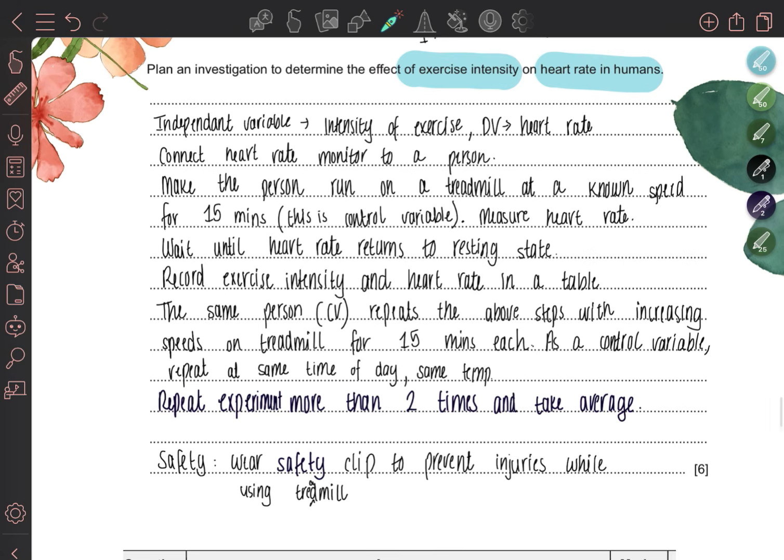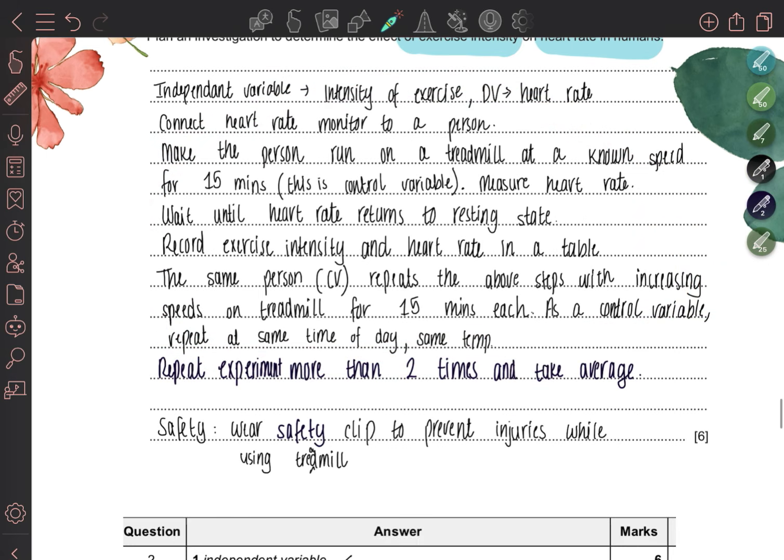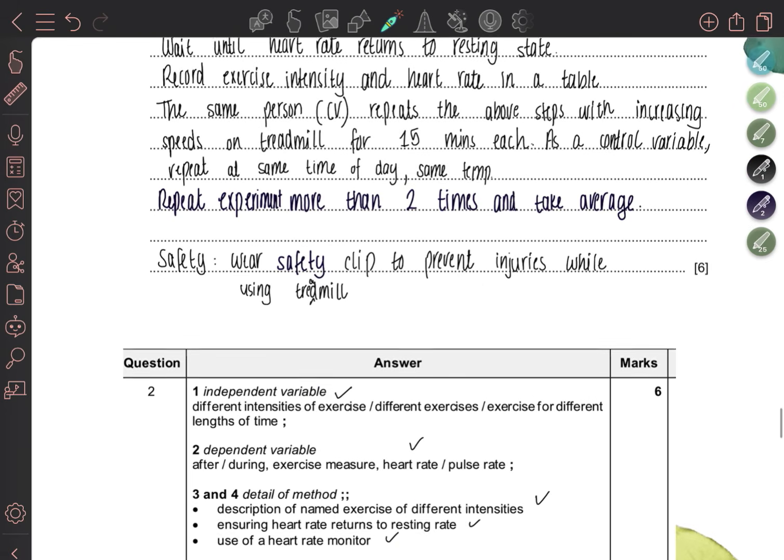Now you're going to repeat the experiment 2 more times and take the average. For the last step, you can mention safety, that is to wear a safety clip to prevent injuries while using a treadmill. Basically, if you fall, the safety clip is going to hold you, or something like that. You can even look at the picture, but these are the steps.